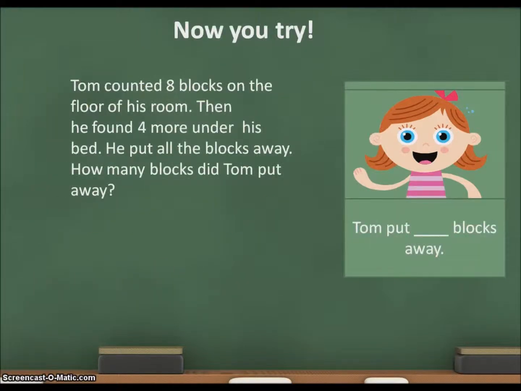Now it's your turn to try. Tom counted 8 blocks on the floor of his room. Then he found 4 more under his bed. He put all the blocks away. How many blocks did Tom put away? Tom put blank blocks away.